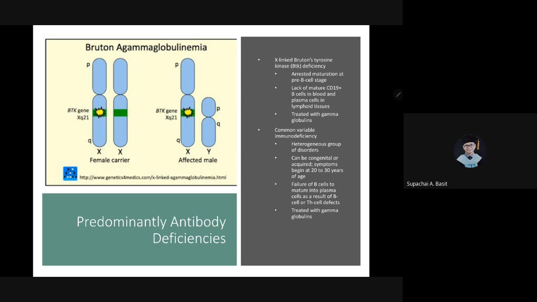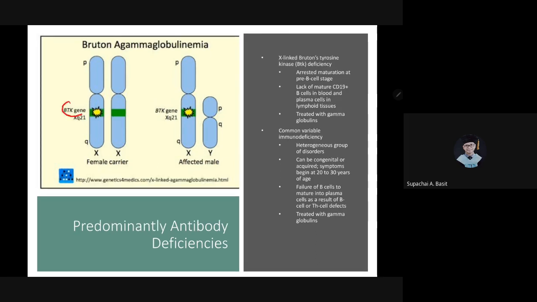Okay, so here the marker is actually the BTK gene, and it is found at the Q arm of the long arm of chromosome X. Okay, so that's the reason why it is X-linked. It is primarily known as XQ21.